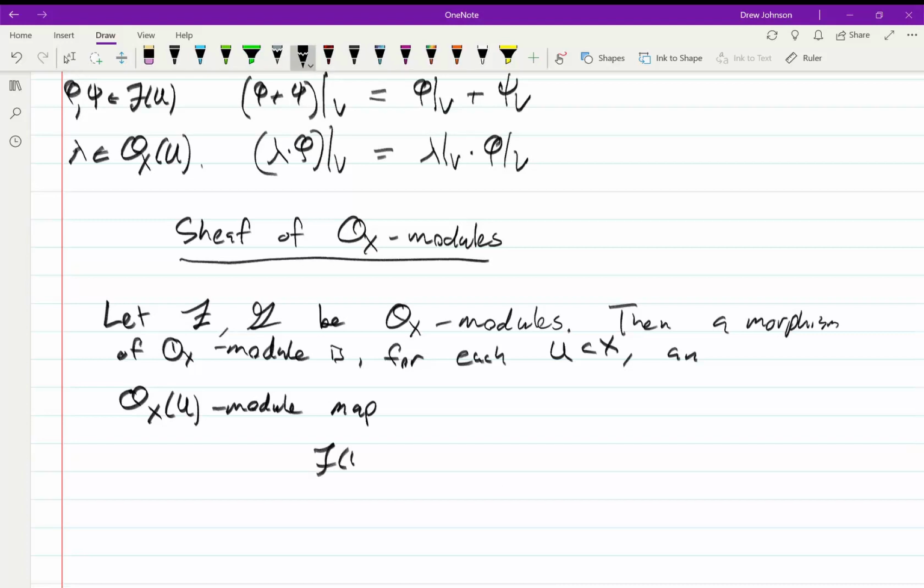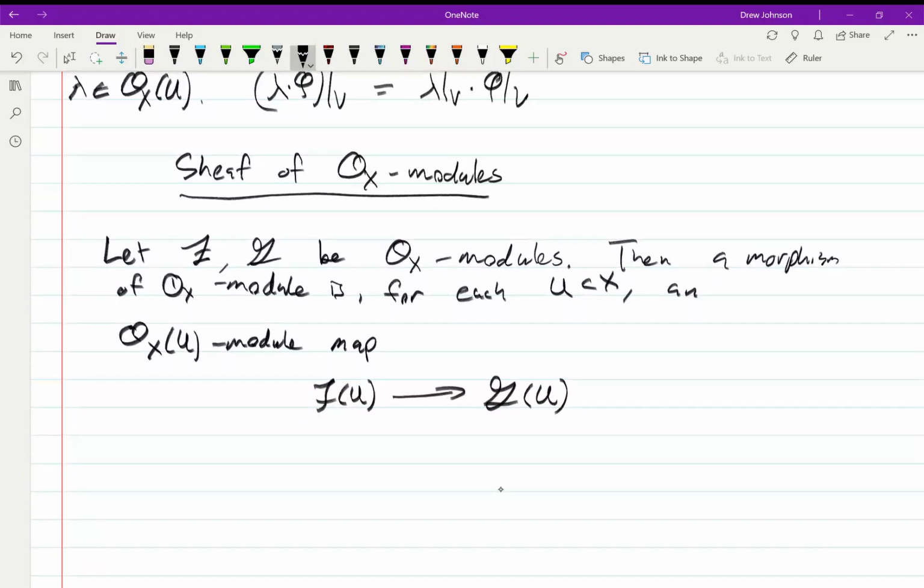All right, so F of U is an OX of U module. G of U is an OX of U module. So we have an OX of U module map. So let me call it morphism F. So, and I'll just denote that map also by F. And it should be compatible with restrictions.